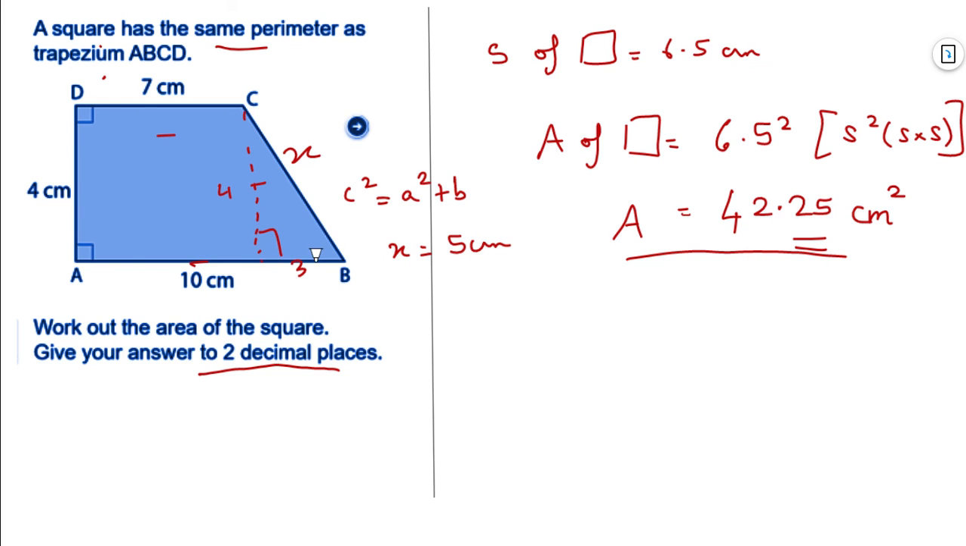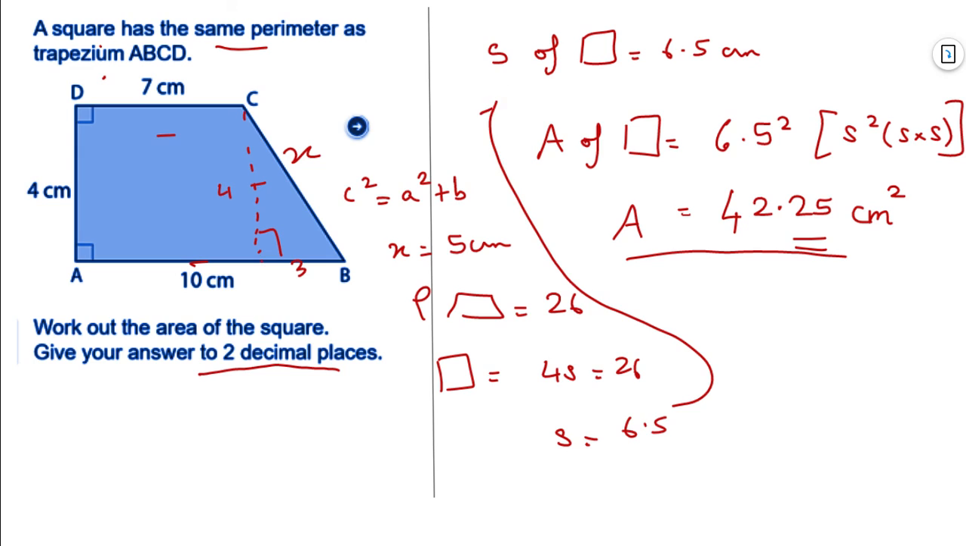Then when I put all of that together in the perimeter formula of a trapezium, 5 plus 10 plus 7 plus 4 gave me 26. Then I took the perimeter of a square, that's 4s. 4s equals 26. So one of the sides of the square, I got 6.5. And then all of that went back to finding the area of the square, and 6.5 squared gave me 42.25. Hope you enjoyed the video and hope you understood the question.